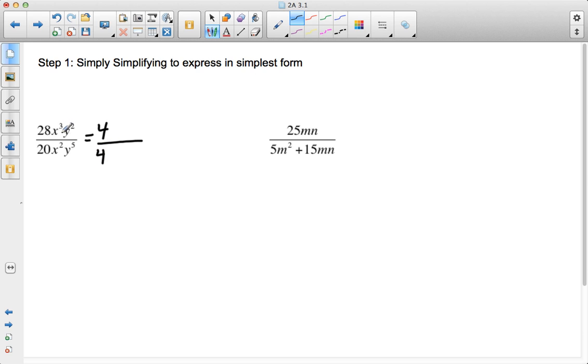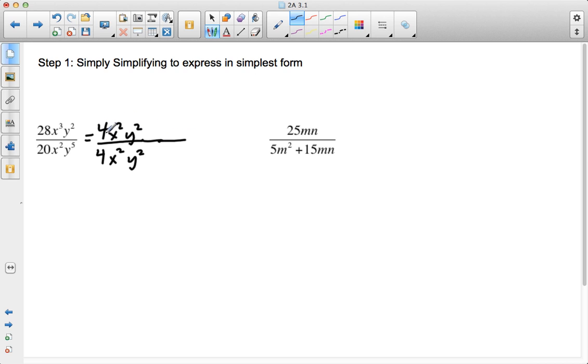Now I'm looking at my x variables. I have x to the third and x to the second. The greatest common factor between the two is x squared. So I'm going to factor that out of the numerator and the denominator. Now I have y to the second, y to the fifth. The greatest common factor between both of those is y to the second. And so now I just work on what's left.